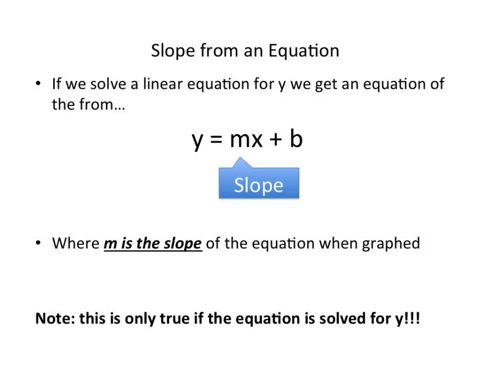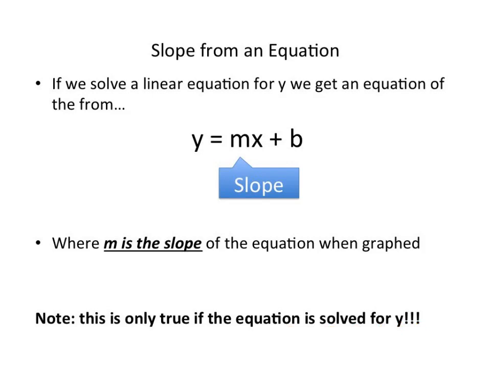And what we find is that if we solve a linear equation for y, or in other words, if we get it in the form y equals mx plus b, we actually find that m is very simply the slope of the equation. Now, one thing I want to emphasize is that this is only true if the equation is solved for y. It's very specifically only in this slope-intercept form, which we're going to talk about more.